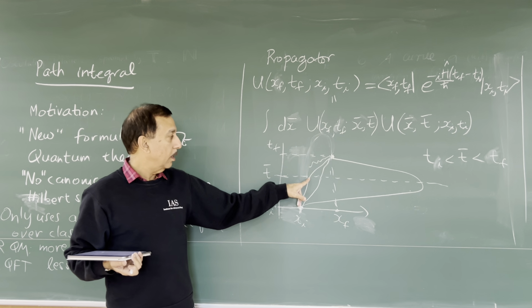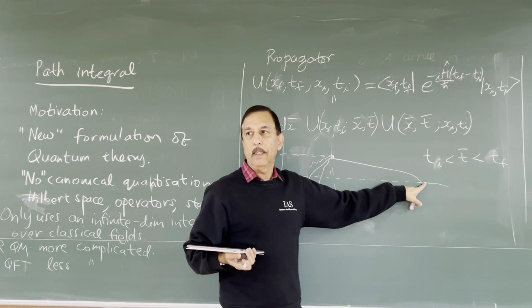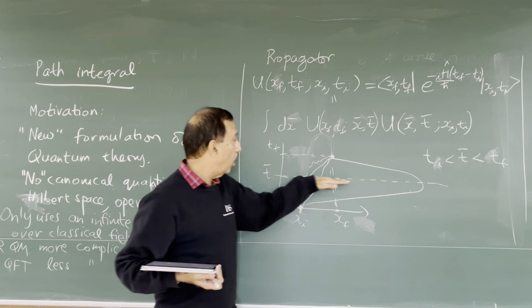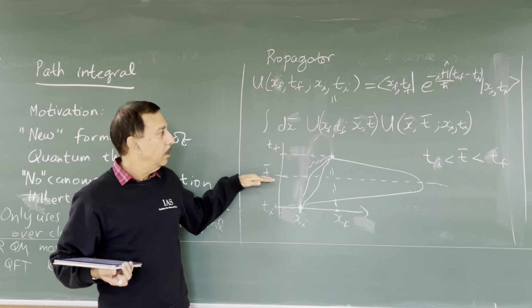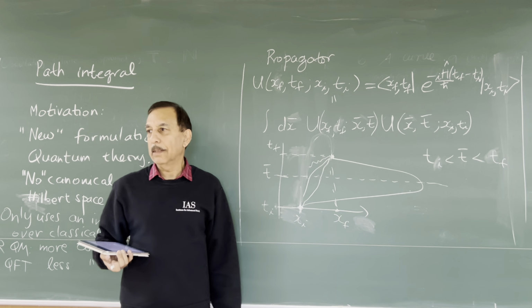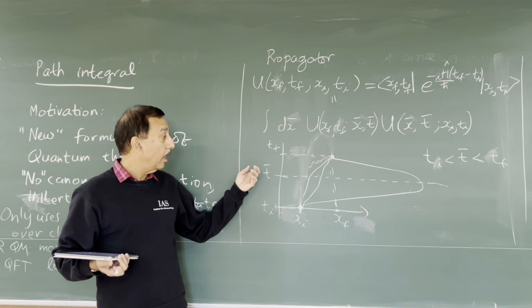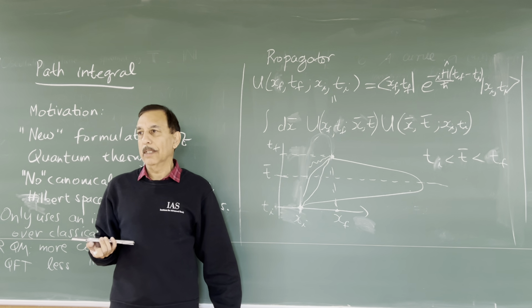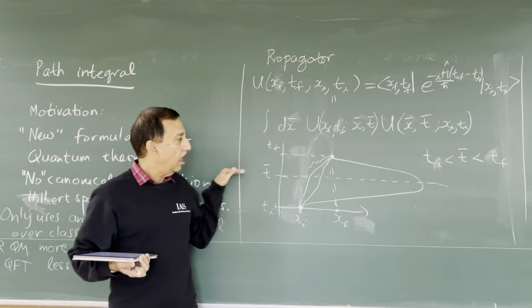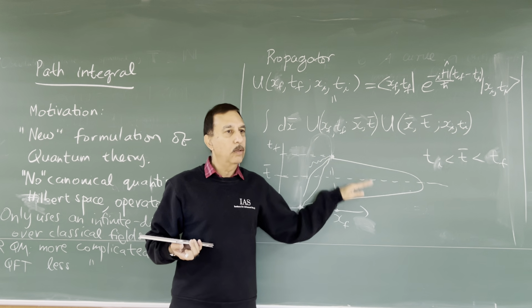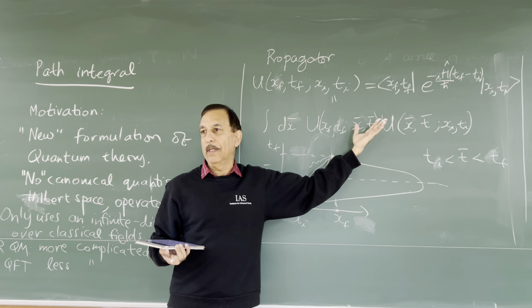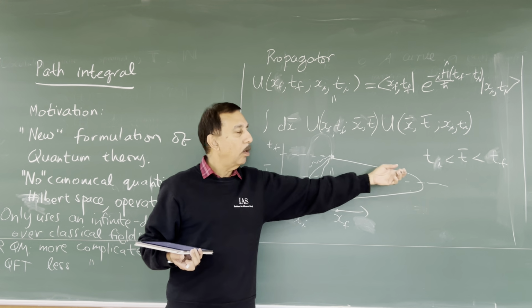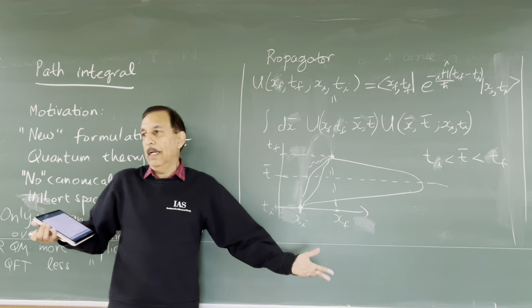This path intersects at a different x bar. This intersects at a different x bar. I sum over all the possible intersection points, x bar, and that's it. There's nothing to sum over t bar. I can pick t bar arbitrarily. There's no meaning in summing over t bar. I pick one t bar and I slice the whole space of paths into two halves, before t bar and after t bar, and then I integrate over all the ways they can pass through this dotted line. That's all paths.